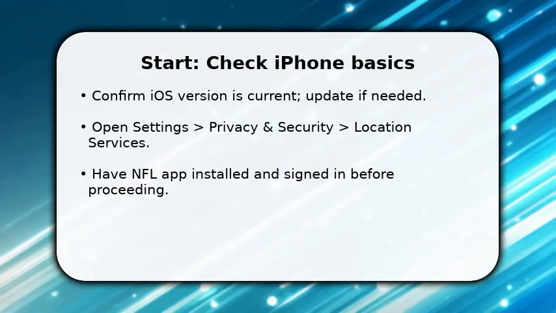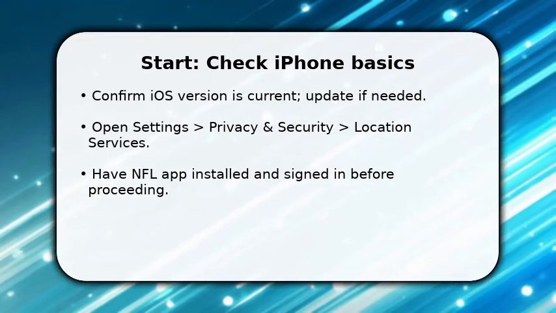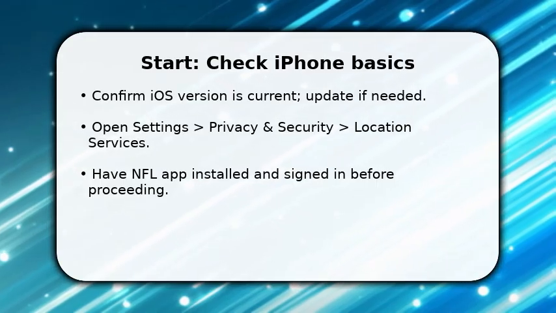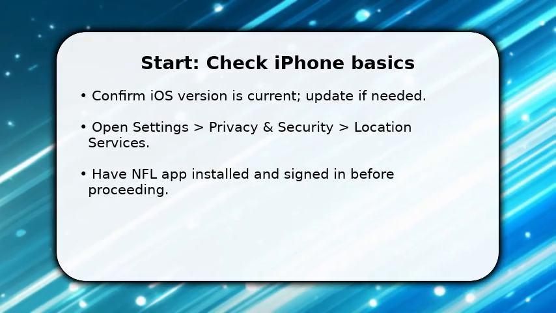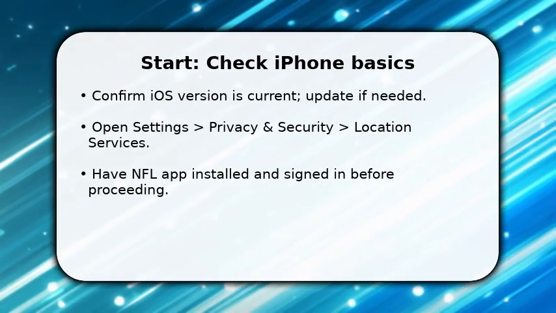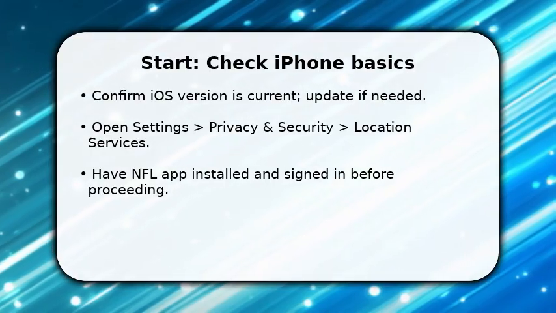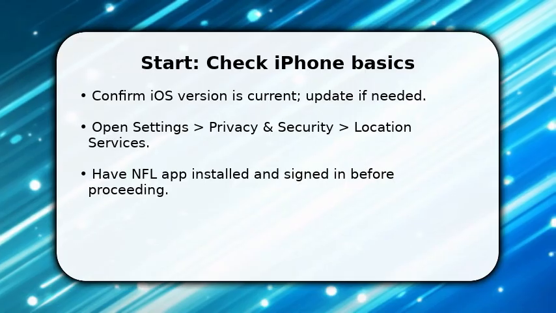You'll begin by ensuring the basics are ready. First, check that your iPhone's iOS is up to date because location services behavior can change with updates. Once done, go to Settings, then Privacy and Security, and tap Location Services. This is where the system-level toggle lives. You need the NFL app installed and signed in so you can set app-specific permissions next.